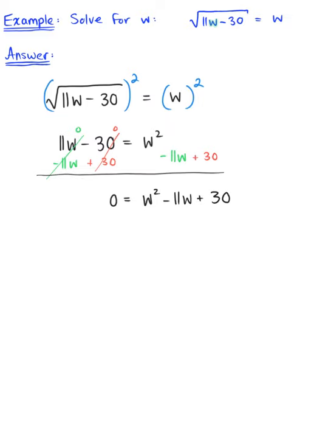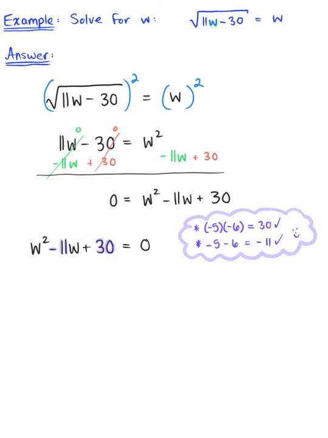Beautiful! Now, I'm simply going to rewrite this as w squared minus 11w plus 30 is equal to 0 because I like to have my variables on the left-hand side. So in order to solve this quadratic equation, we're asking ourselves what two numbers multiply together to give us 30, but when we combine them together, we get negative 11. Minus 5 and minus 6. Woohoo! So we can rewrite this as w minus 5 times w minus 6 is equal to 0.